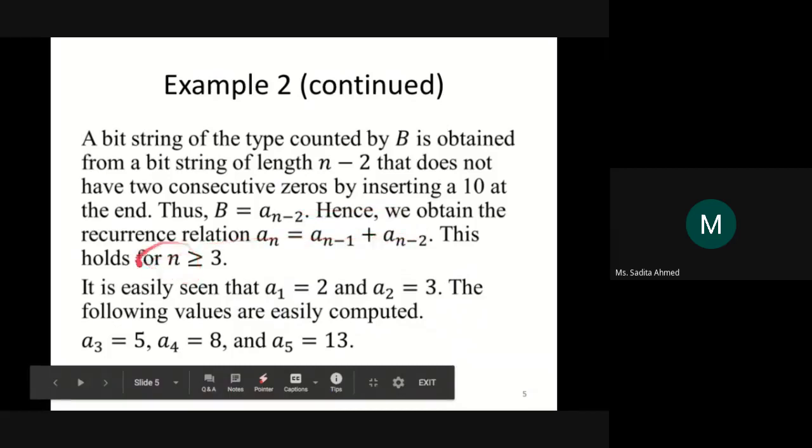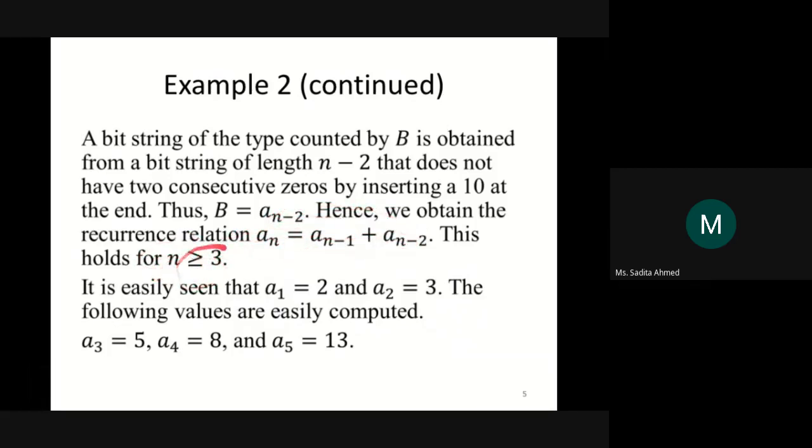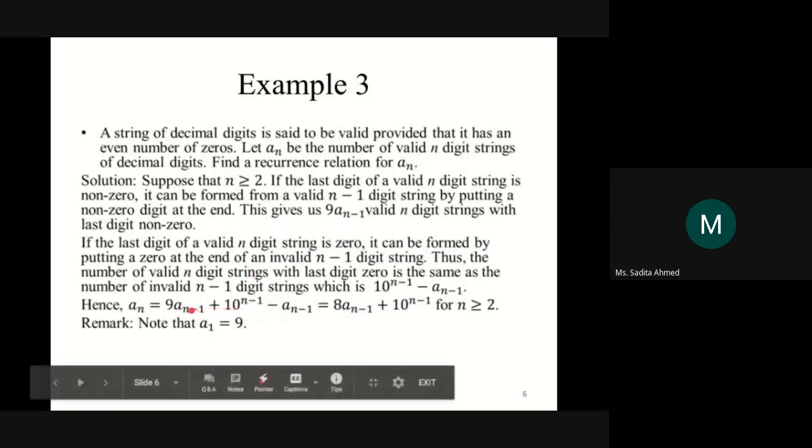And for this recurrence relation, n will obviously be greater than or equal to 3. For the previous recurrence relation, n will be what? Greater than or equal to 2.